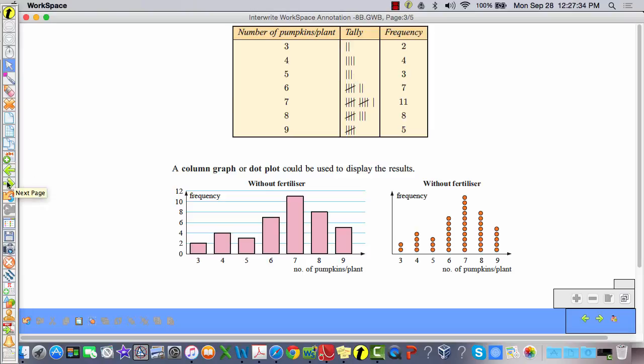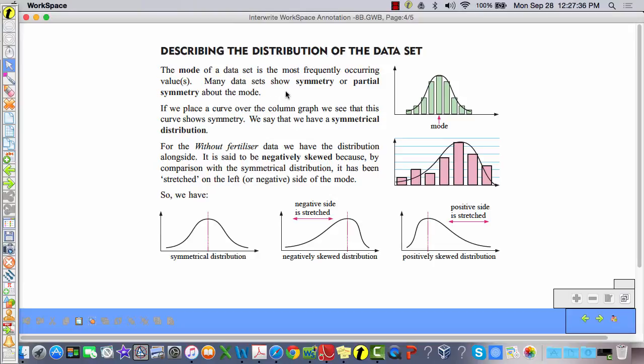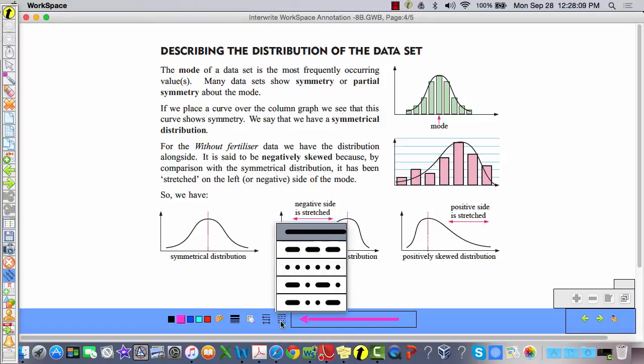Okay. And also, we take a look at describing the distribution of a data set. How is the data distributed? This is what we refer to as a normal distribution, and we'll talk a lot more about that later. But what we're looking at here is the fact that many data sets show symmetry or partial symmetry about the mode, where the data occurs most, or is the mode, as you know.